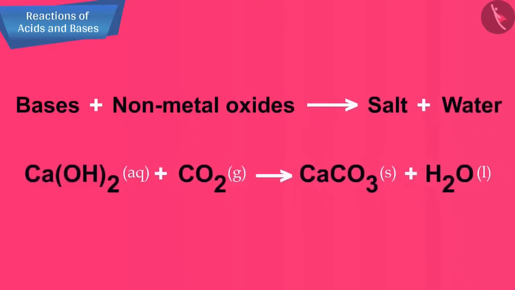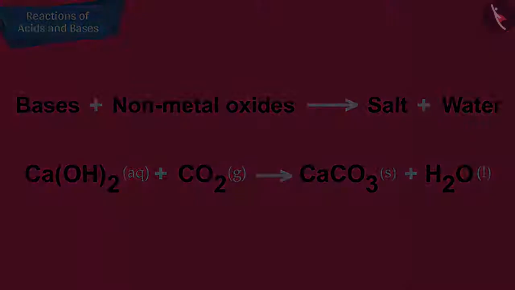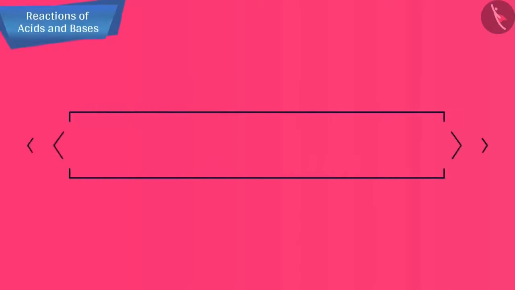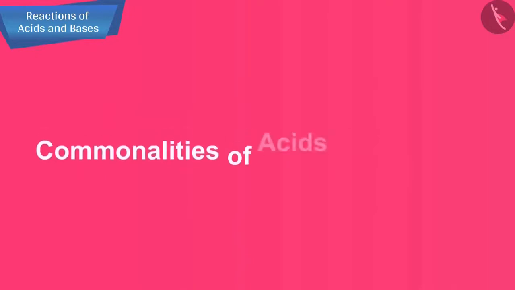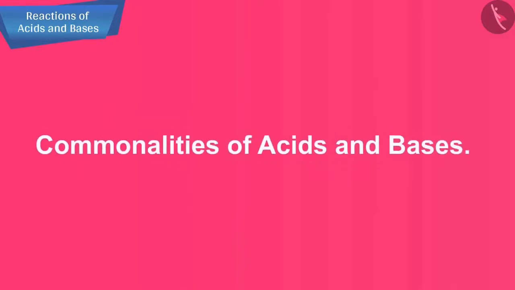For example, calcium hydroxide, which is an alkali, reacts with carbon dioxide, which is a non-metallic oxide, to form salt and water. Friends, in this video, we have studied the reactions of acids and bases. In the next video, we will learn about the commonalities of acids and bases.